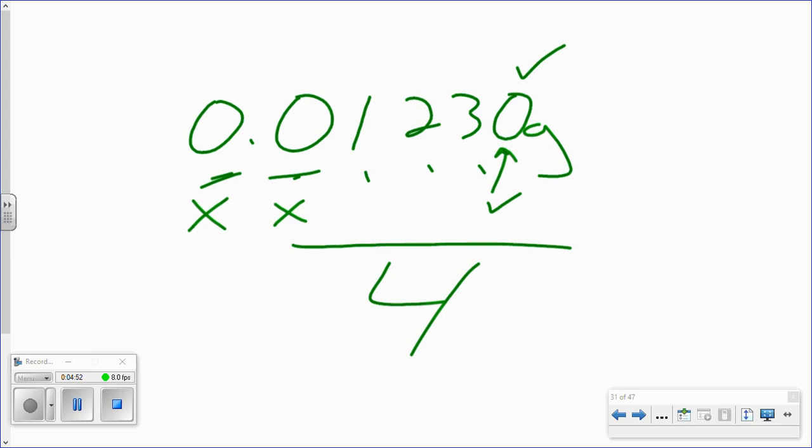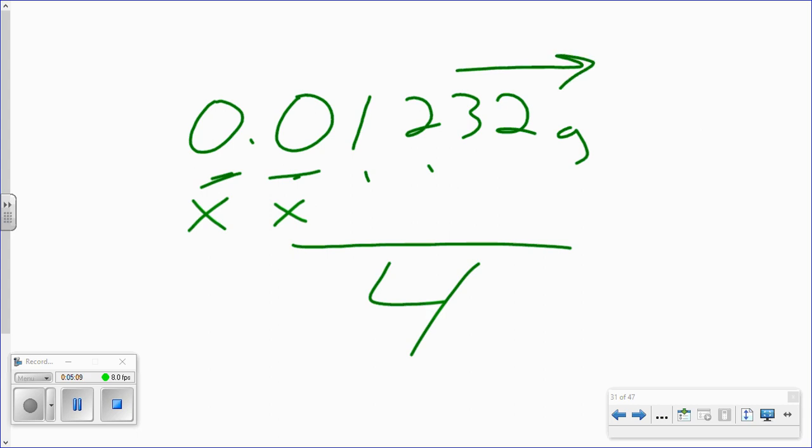Now, you'd say, well, how is that not a placeholder? Well, let's say I leave the balance on overnight, and enough dust falls to make this a 2. Well, now it makes sense because it's a non-zero number. So why wouldn't it have counted before? The answer is it does. So any zeros to the right of non-zero numbers always count because it's part of our measurement. Zeros to the left of any non-zero number do not count.